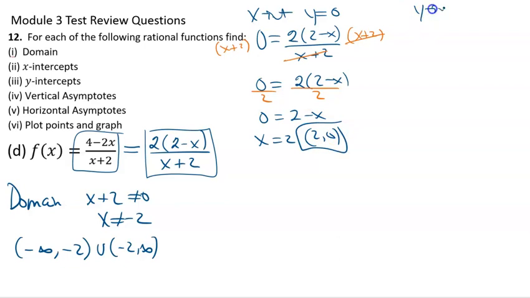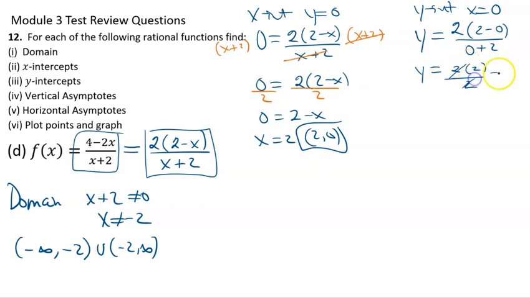My y-intercept, you always substitute x equals 0. So you're going to have y equals, because f of x and y are the same, 2 times 2 minus 0 over 0 plus 2. Again, it's up to you whether you use the factored one like I did, or you use the original function, because nothing's simplified originally. Those 2's cancel, so you get 2. So your y-intercept is going to be the point (0, 2).